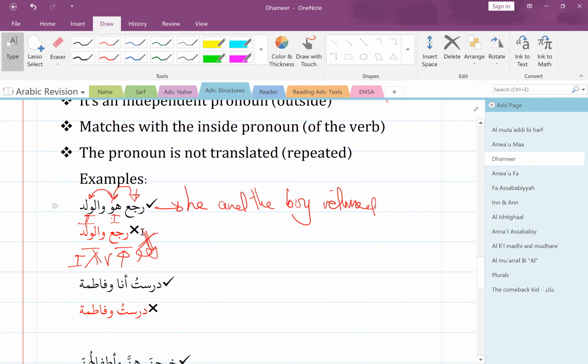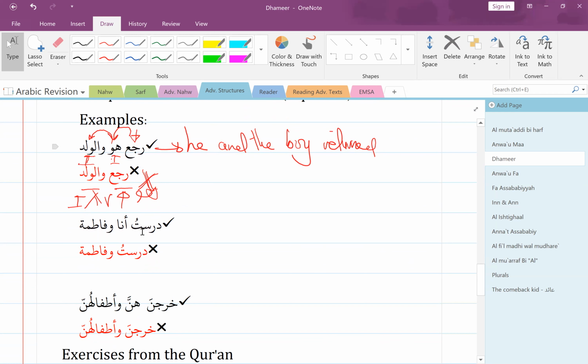Okay. Or the second example, I want to say, me and Fatima studied. I don't say darastu wa Fatima, because I know darastu means I studied. So now I just do the connecting? No, it doesn't work like that. I have to bring out the pronoun, which is I, extract it out, then connect that pronoun to an ism. So darastu ana wa Fatima, I and Fatima studied. What would be the i'rab?